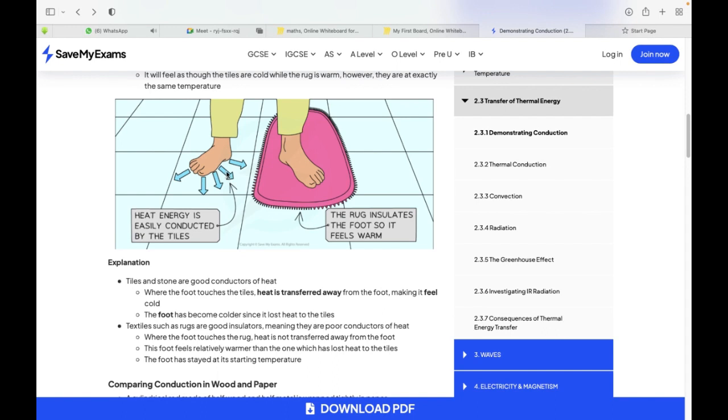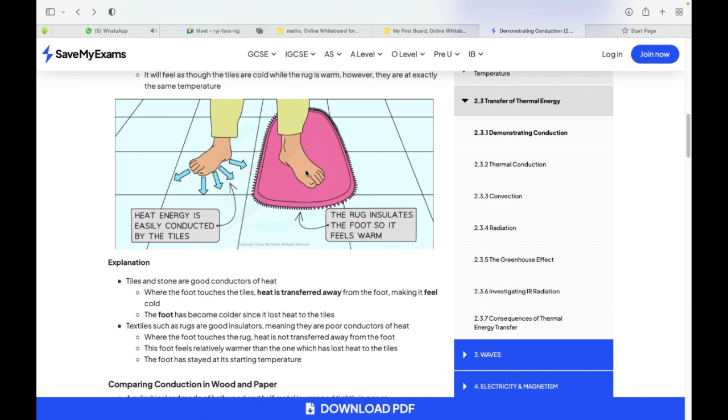Just like in evaporation. Remember when evaporation takes place, it causes cooling. It causes cooling because the particles with the highest average kinetic energy escape, and then the ones remaining will have a drop in temperature. So once heat is transferred from your foot to the tiles, then your foot will start to feel cold.